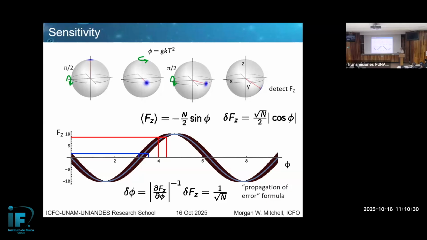So this is then what's called the standard quantum limit. If you want to measure an angle using n spin 1/2 particles, then this is the best you can do with this fully polarized state.